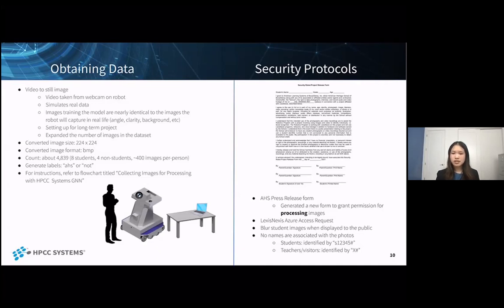Using Azure to process images that come from a school setting required some additional security protocols. This project generated a new form with my school's legal team that now grants permission to process student images. We also filled out the LexisNexis Azure Access Request form to ensure compliance on both fronts. And of course, other security protocols like blurring student images for public presentations and identifying with fake student IDs instead of names were also utilized.